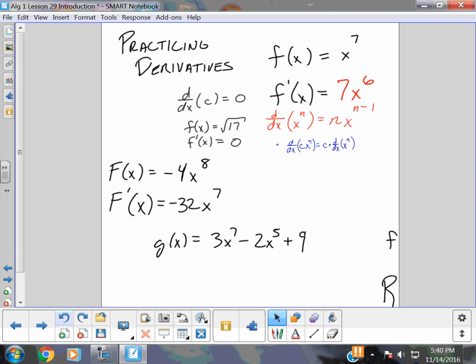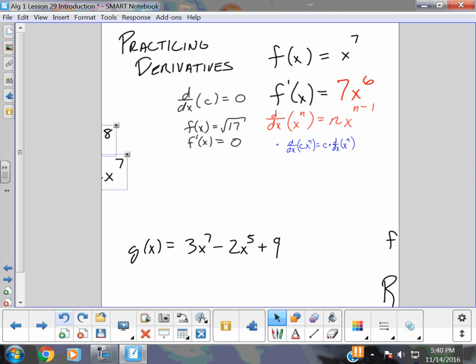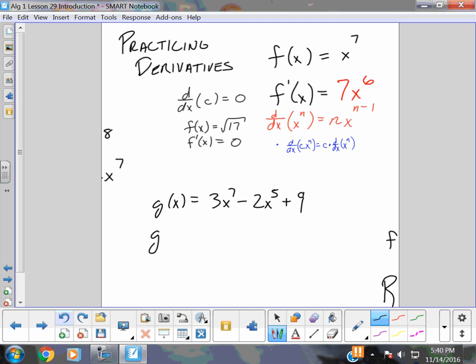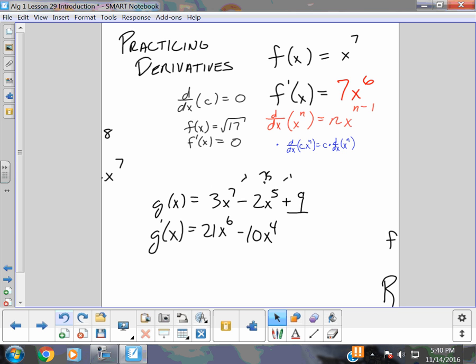And it doesn't matter if it's a polynomial of length either. So if I have g of x equals 3x to the 7th, I can simply do this probably about as fast as I can write it now. 7 times 3 is 21. Reduce the power by 1, 6. So it's times 7 minus 1. Here it's times 5 minus 1, so it's minus 10, x to the 4th. And then we get to the plus 9. Remember, what's the derivative of a constant? The derivative of a constant is simply 0. So the answer is 21x to the 6th minus 10x to the 4th.